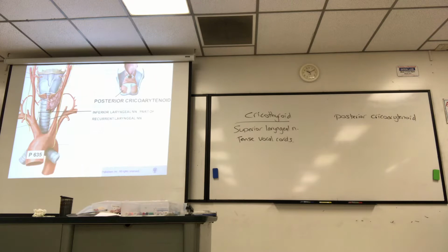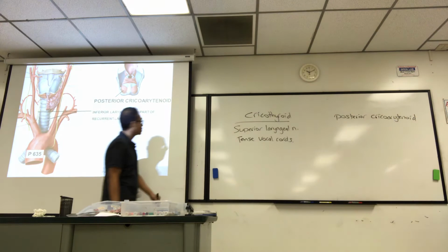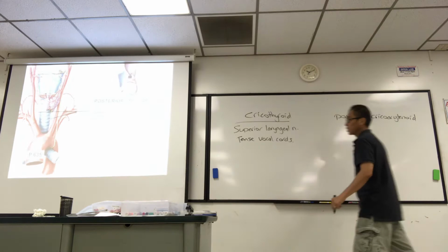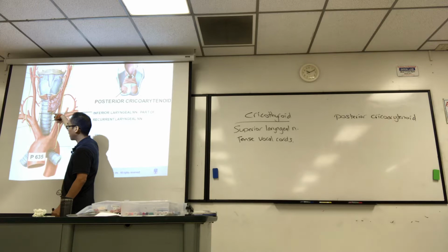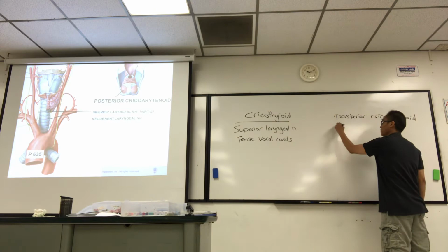So here's the posterior cricoarytenoid, innervated by the inferior laryngeal nerve, part of the recurrent laryngeal nerve I just mentioned. They say recurrent because it goes under, and it recurs, it goes back. Posterior cricoarytenoid innervated by inferior.